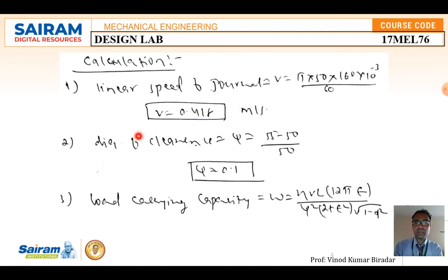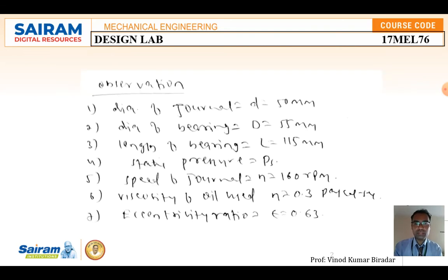Okay, so the diametral clearance is equal to the maximum minus the minimum. You are going to get 55 minus 50, that is, the bearing diameter minus the journal diameter. So the diametral clearance is equal to 0.1. Okay, this is 55 minus 50. Here, in the observation they gave 55, that is the bearing, minus the journal diameter.